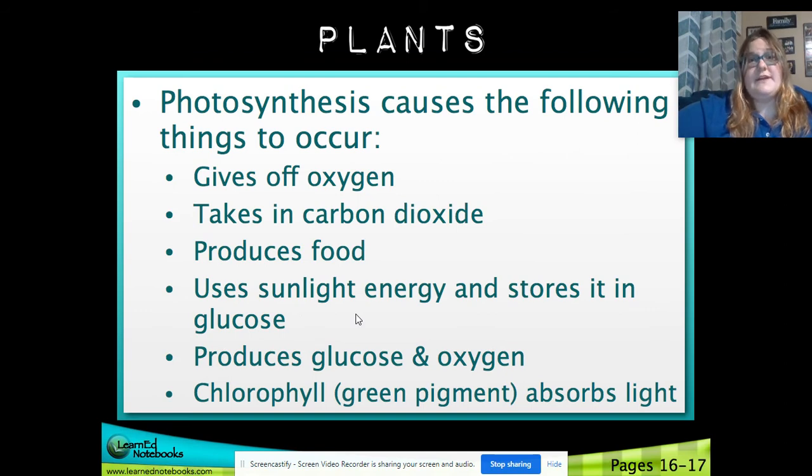So this is what I want you to write down. Photosynthesis causes the following things to occur. It gives off oxygen. It takes in carbon dioxide. It produces food. It uses sunlight energy and stores it as glucose. It produces glucose and oxygen. And chlorophyll, which is that green pigment, absorbs light.